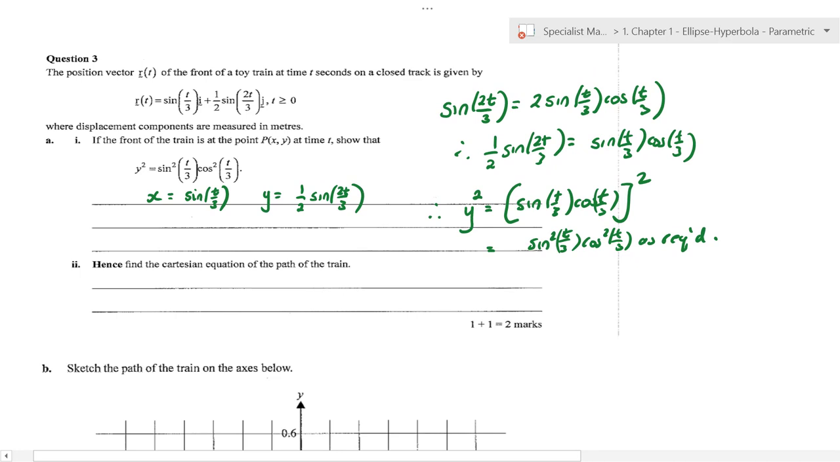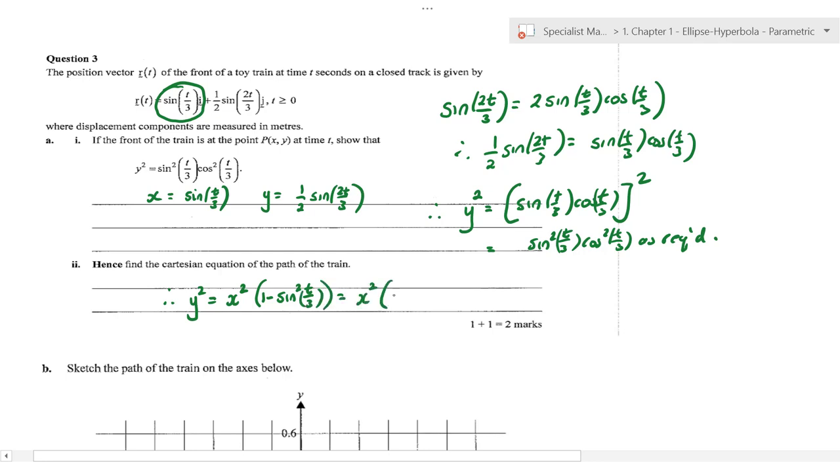Now it says, hence find the Cartesian equation. Now think about it. Let's have a look here. What's x? This is x, isn't it? So therefore we can say that y squared is equal to x squared. Now, what's the relationship? I'm going to change cos squared t on 3 to 1 minus sine squared t on 3. Why have I done that, David? Yes, because from there, it's really easy.